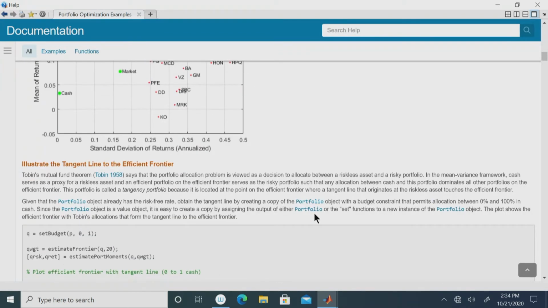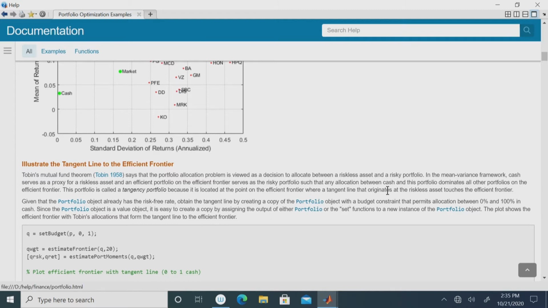Now we will talk about the tangent line to the efficient frontier. Remember that we will eventually make use of the goal. The first problem that we will look at is going to be the two fund theorem. The two fund theorem will basically make use of a combination of investment in cash as well as a risky portfolio. Now, the portfolio object that was set up earlier already has the risk free rate.